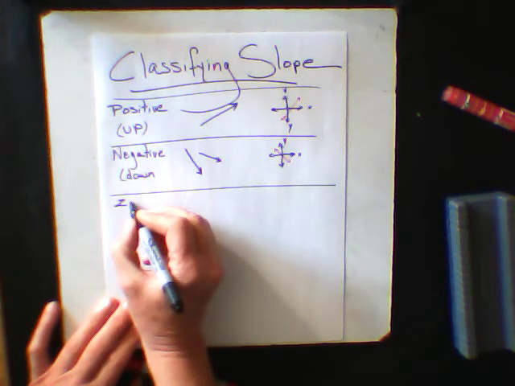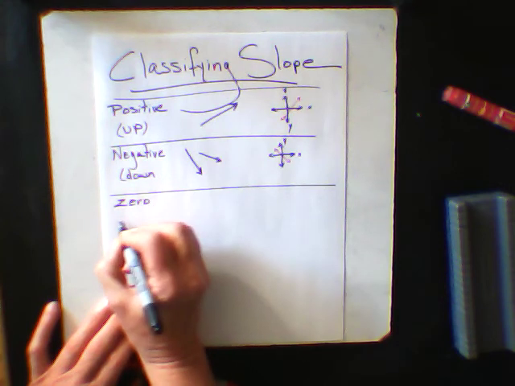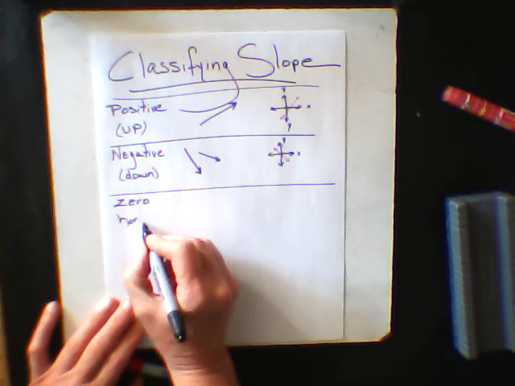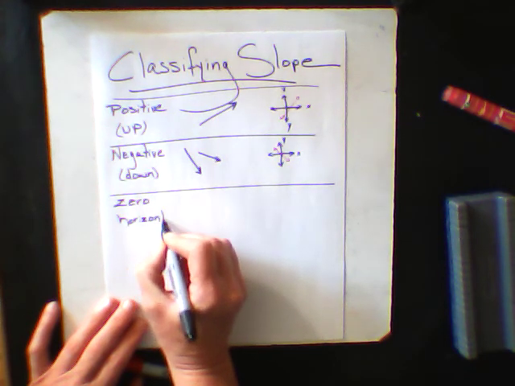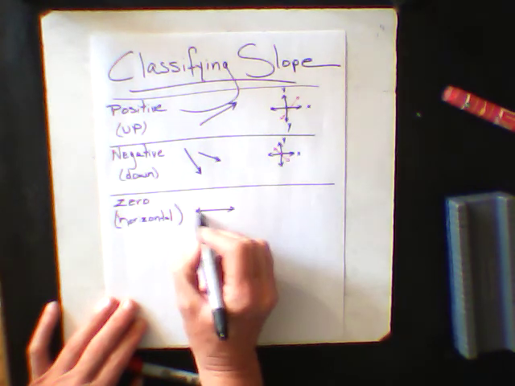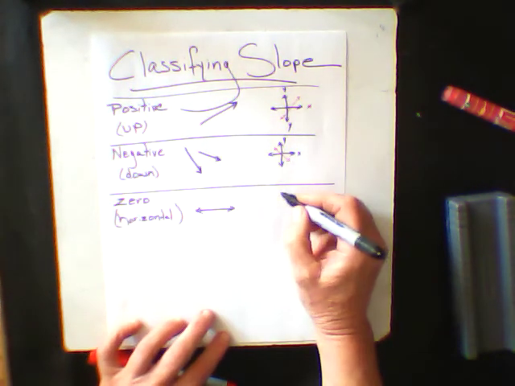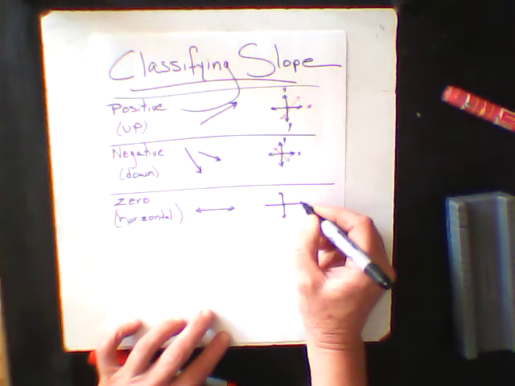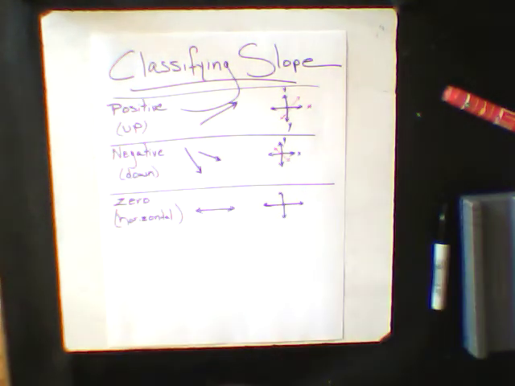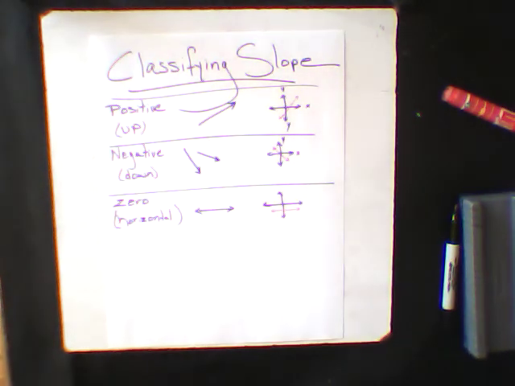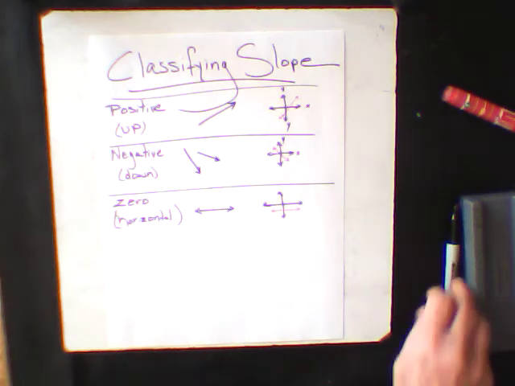So a 0 slope is a horizontal line. It looks like that, that is a zero slope. Let's do an example of those. It could be above the x-axis or it could be below the x-axis. It matters not. Either way, the slope is zero.